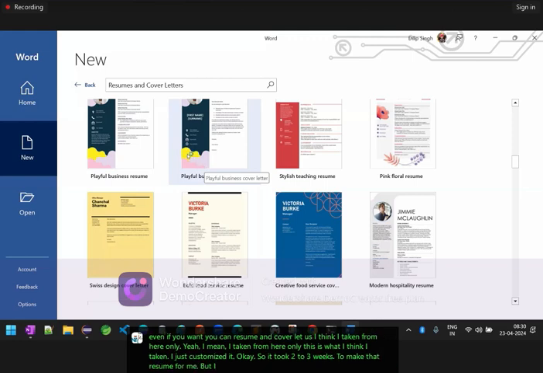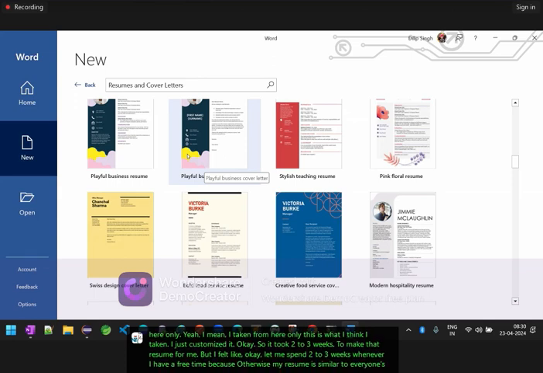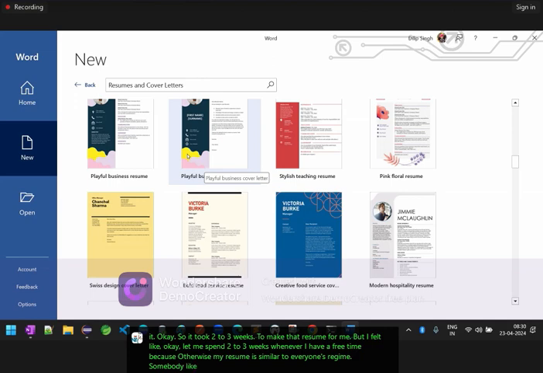But I felt like, okay, let me spend 2 to 3 weeks whenever I have free time, because otherwise my resume is similar to everyone's resume. Summary line, technical skills table. Okay, it looks common to everyone's resume. So then I felt like, okay, let me prepare my resume on my own. And I spent 2 to 3 weeks.